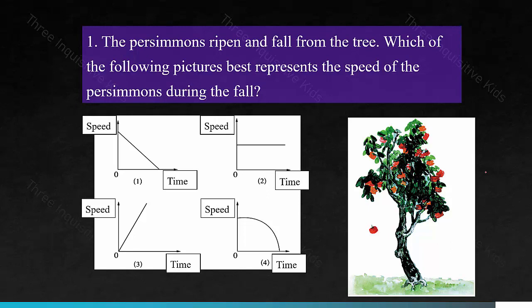So you might not know this, but when something is falling, it actually starts getting faster and faster. At first, the persimmon is resting on the tree, then it starts to fall, but then its speed gets faster and faster. So our answer would be number 3.